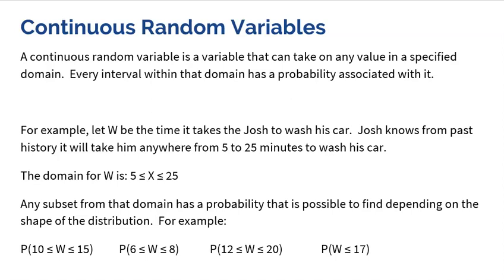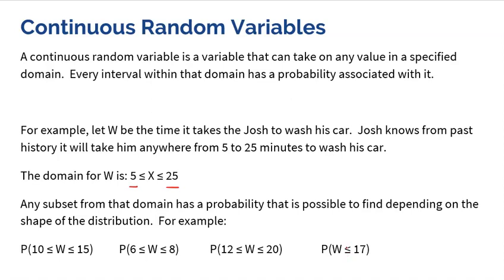So the domain for his variable is somewhere between 5 and 25. And I used an X there. I guess I should have used a W for, again, washing his car. But the point is that the min is 5, the max is 25, but any subset of that domain has a probability that is possible to find depending on the shape of the distribution. For example, I could find the probability that it takes between 10 and 15 minutes to wash a car, or between 6 and 8 minutes, or between 12 and 20 minutes, or less than 17 minutes.